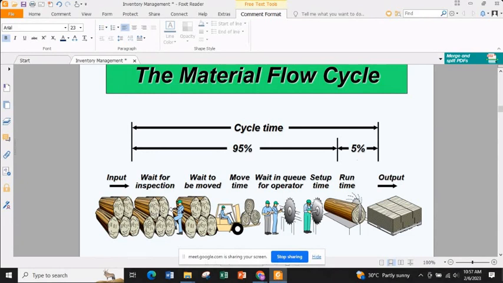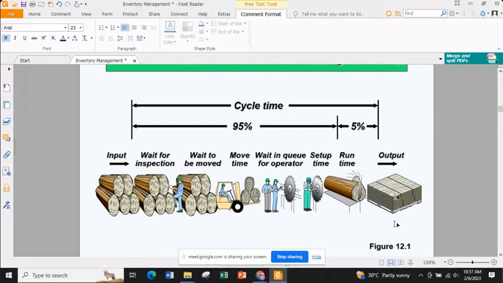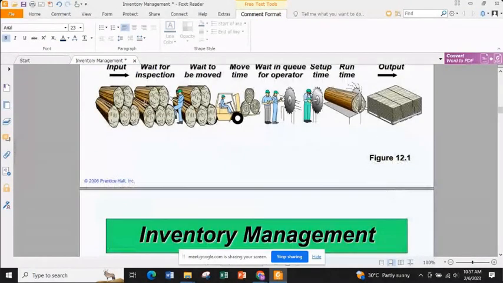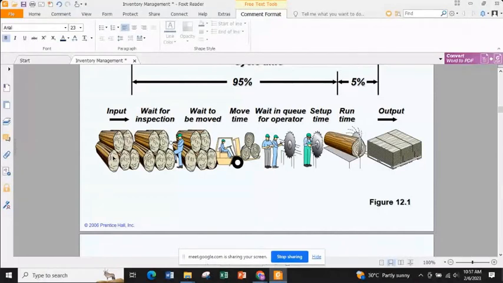And then wait to be moved, move time, wait in queue for operator, setup time, and run time. So you get this wood from raw material log until your final product, plywood. No one can use this log, kayu balak, without going through the process to get this end product.